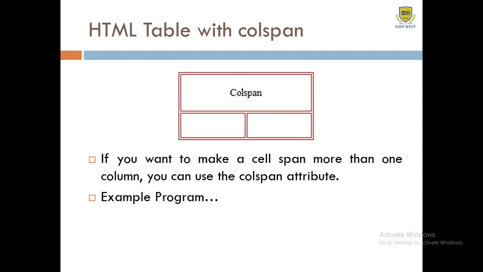At this time you can use the column span attribute. So basically it divides one cell or a row into multiple columns, and the number of columns depends on the value of the column span attribute. Okay, so let us see one basic example for a column span.